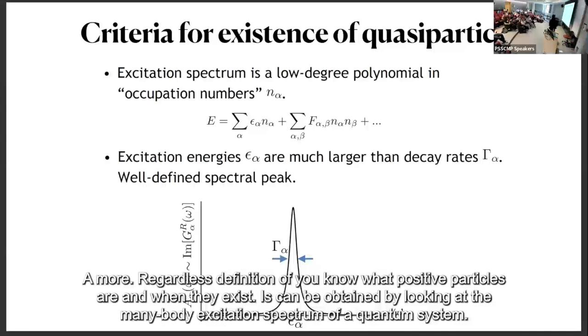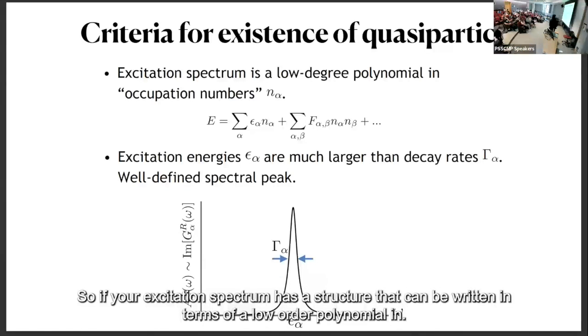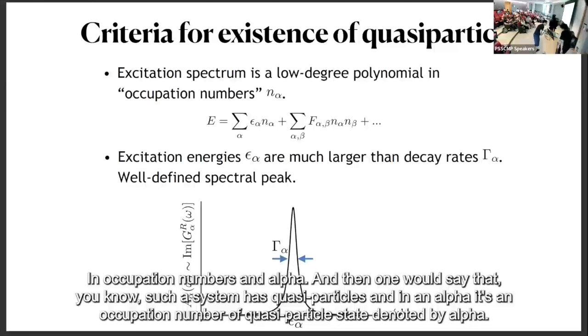A more rigorous definition of what quasiparticles are and when they exist can be obtained by looking at the many-body excitation spectrum of a quantum system. So if your excitation spectrum has a structure such that it can be written in terms of a low-order polynomial in occupation numbers n alpha, then one would say that such a system has quasiparticles, and n alpha is the occupation number of a quasiparticle state denoted by alpha.